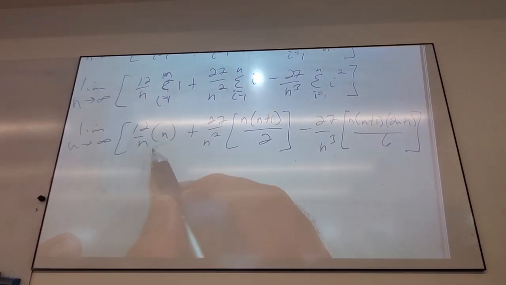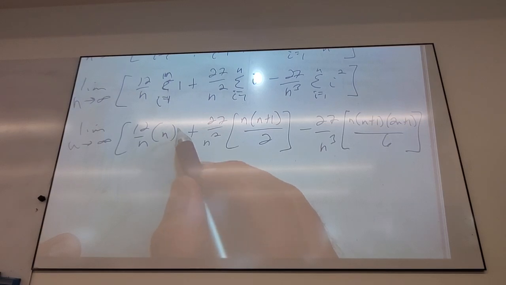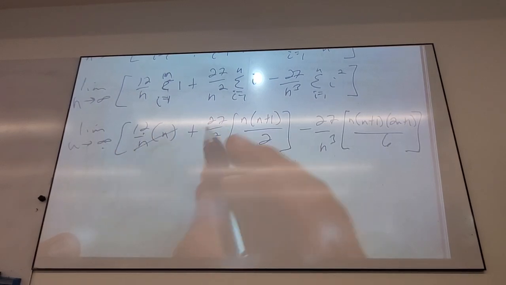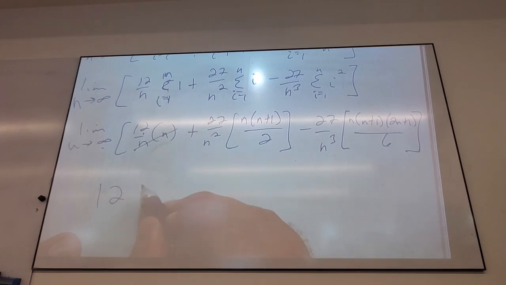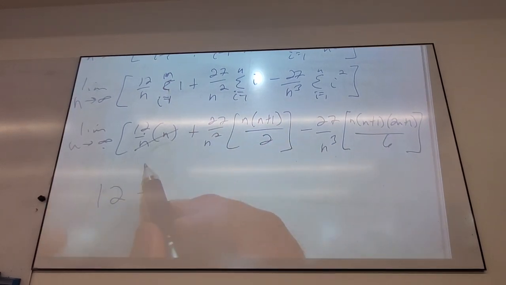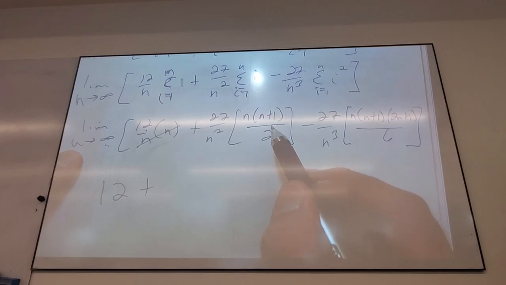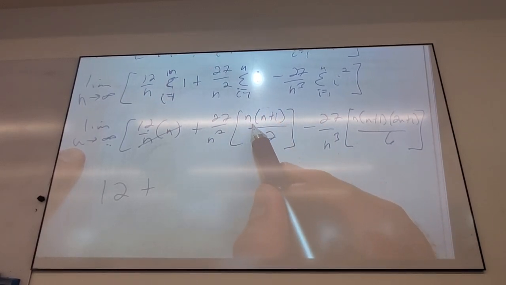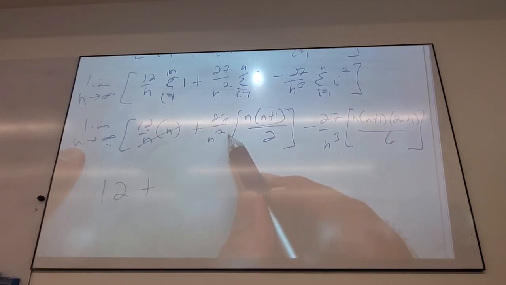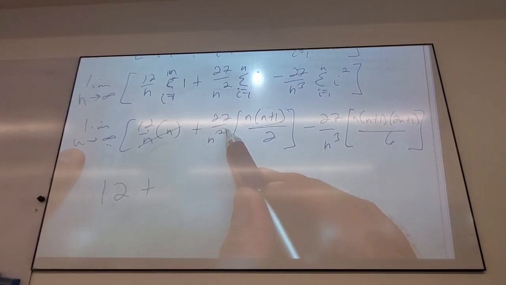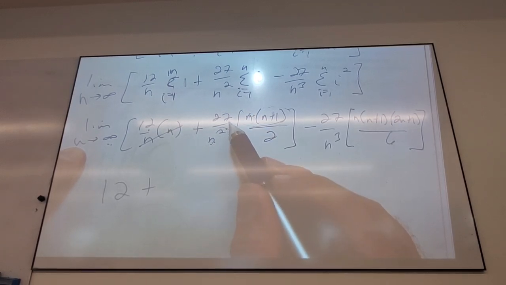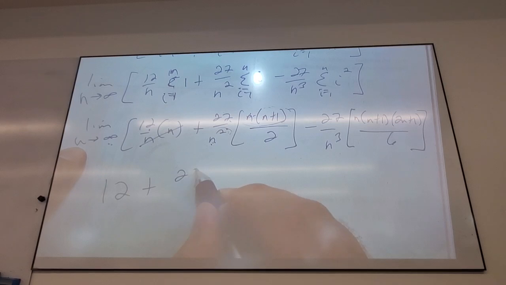What's 12 over n times n? 12. And what's the limit of 12? 12, okay. Plus, what's the limit? Let me see if you guys are cool with this. What's the degree of the top here? n squared. And what's the degree of the bottom? Squared. So what's the limit as n goes to infinity? 1, 1 over 1. So what am I left with in this term then? 27 over 2.